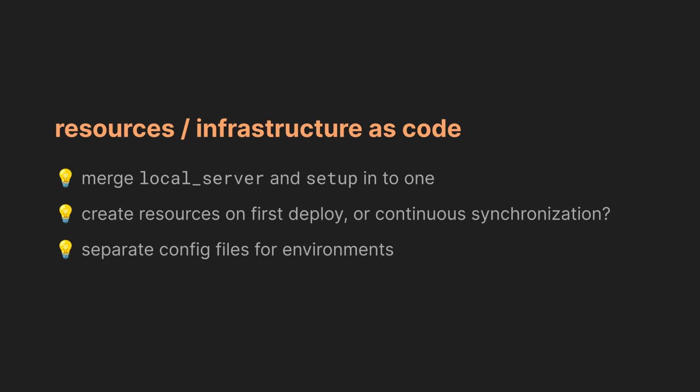The big question, and a recurring theme of discussions about the configuration metadata file of Fastly Compute, is whether to treat it as resources or infrastructure as code. And there have been a few suggestions around this topic. One would be merging local server and setup into one property. What would that mean? I'm struggling to see it. I read the suggestion. I'm still struggling to imagine this.